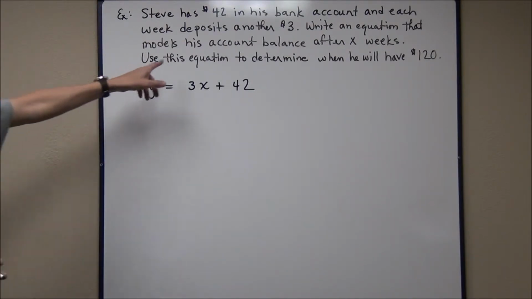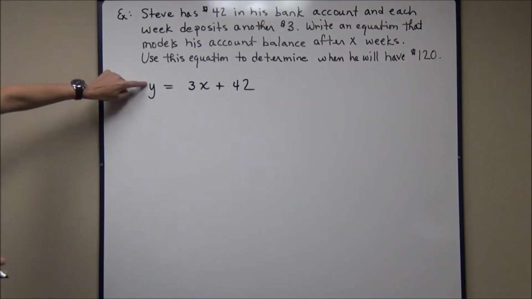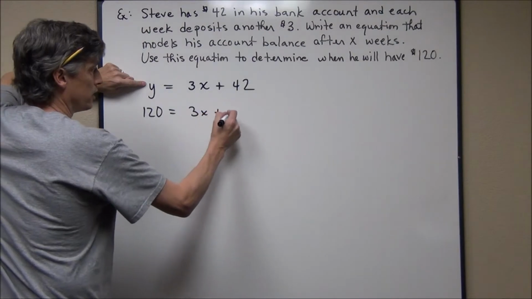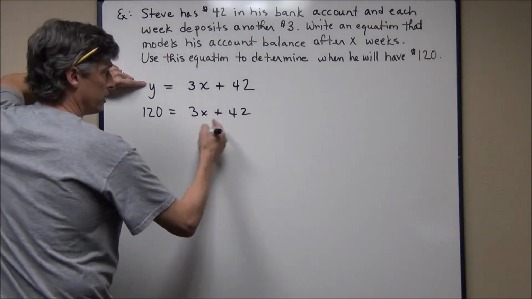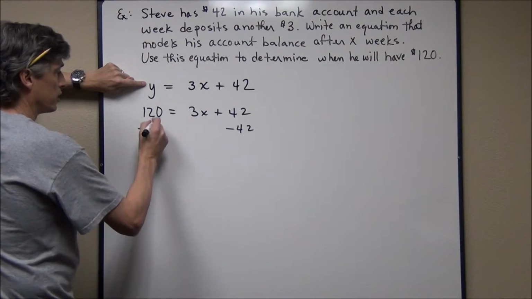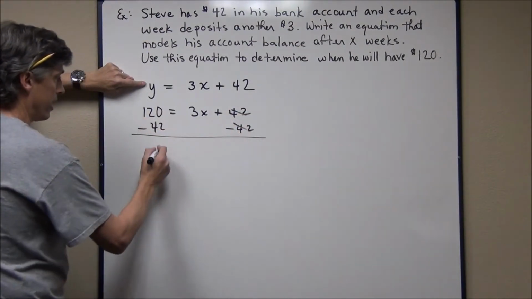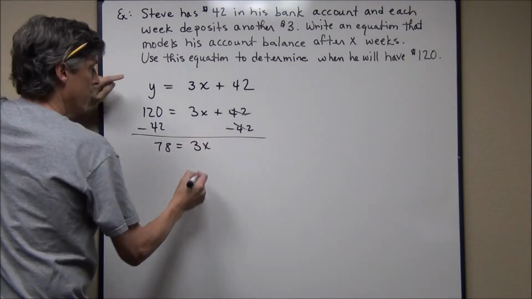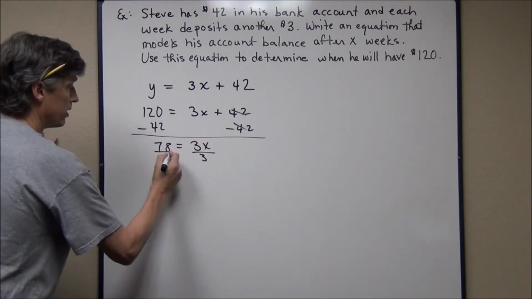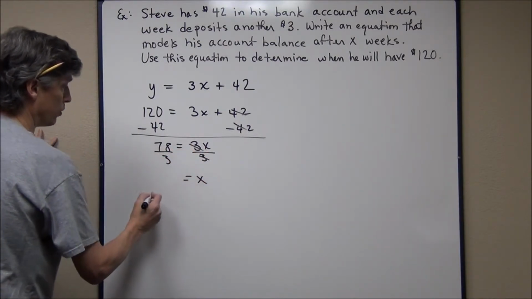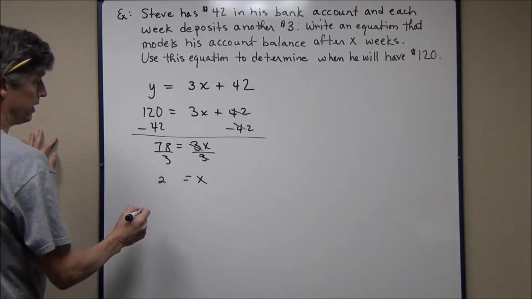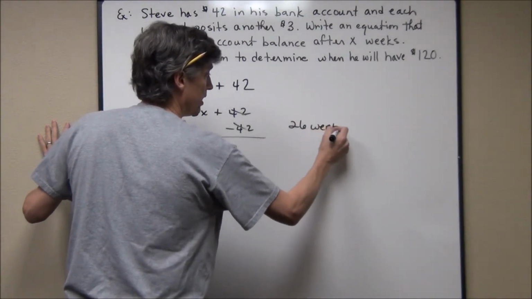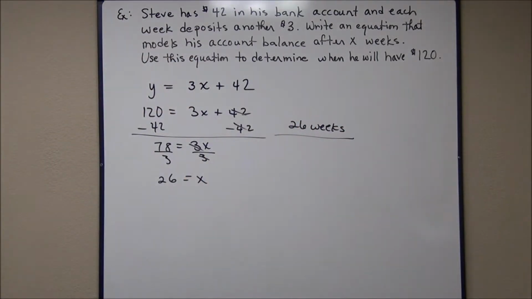Now, how do we use this equation to determine when he has $120? Well, that's the balance here. $120, I plug in for y, and then I have a nice little simple equation. We've done these before. I'm going to solve for x to determine how many weeks. I'll subtract 42. And I have 78 equals 3x. I'm going to divide both sides by 3. And I have x is equal to 26. So it will take 26 weeks to save up that $120 at the rate he's doing this.